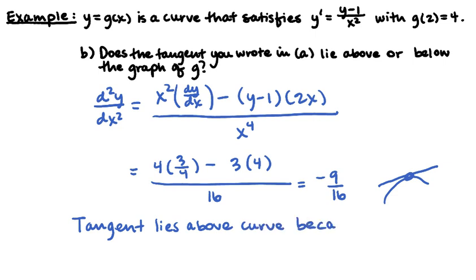And the reason I'll give is that the second derivative at the point (2, 4) is less than 0.